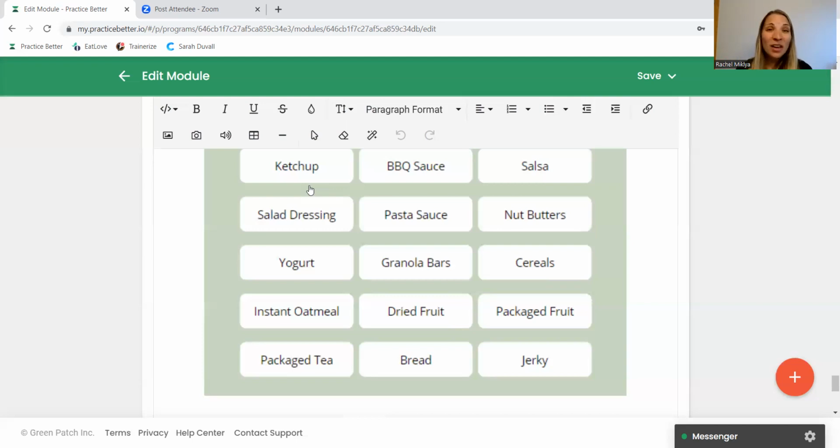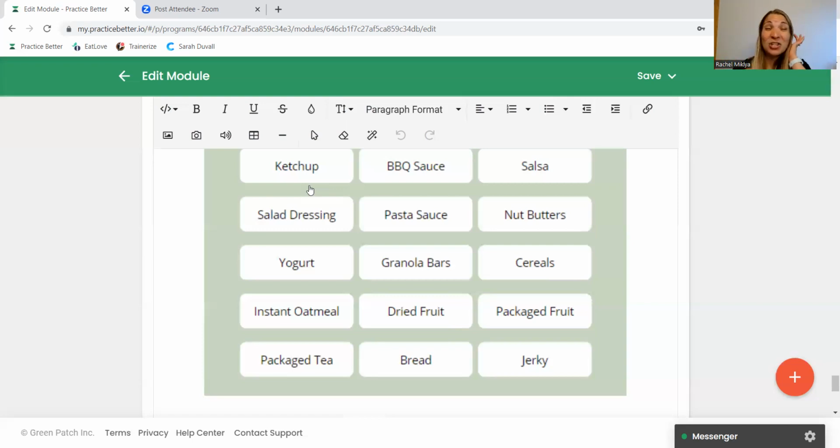Like instant oatmeal. Something that could be a little bit more beneficial for you would be, if you want instant oatmeal, get plain and then add your own amount of sugar, because you can then help determine how much is in that.